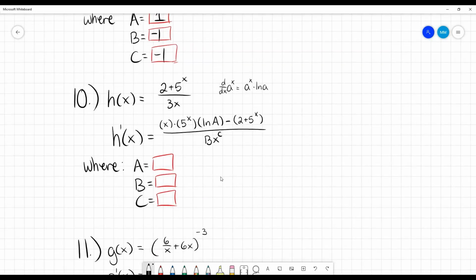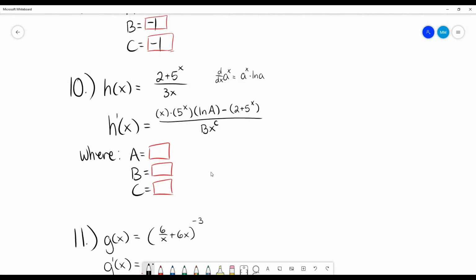Now for number 10. Oops. Is that just from me writing that earlier? Where did that come from?